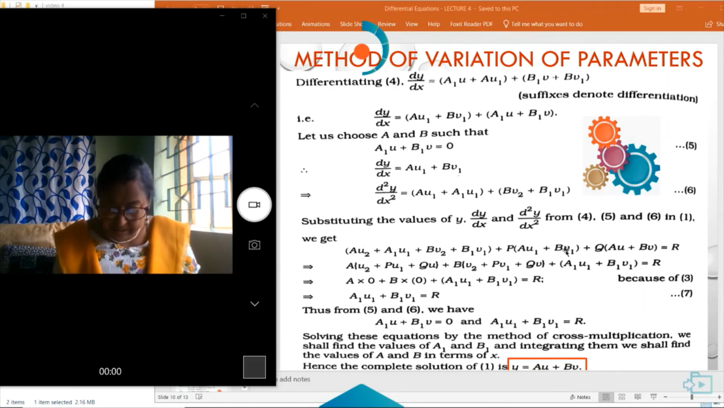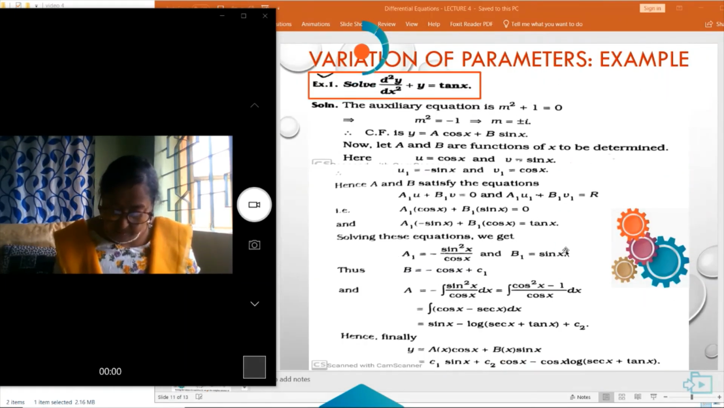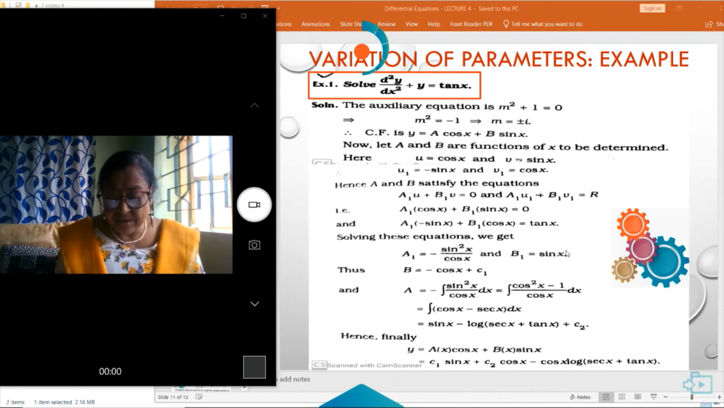Now, take one example. Solve d2y/dx^2 plus y is equal to tan x. The auxiliary equation can be written as m^2 plus 1 is equal to 0. So m is equal to plus minus i. So the complementary function is y is equal to a cos x plus b sin x. Let a and b be functions of x to be determined. Let u is equal to cos x and v is equal to sin x. So u1 and v1 are calculated.